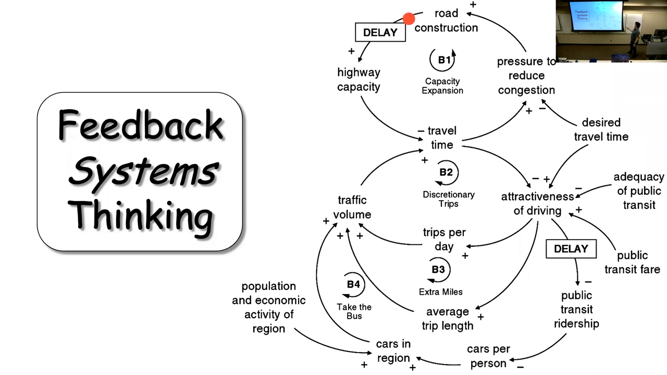So, can we change the public transit fare? Maybe that's going to help. Can we improve the adequacy of public transit, can we make buses and trains cleaner, more attractive, faster? Those are things that if we really put our investment here, then we aren't going to just keep growing roads. We might actually have a chance of alleviating the travel time without paving the planet. And that's the perspective we get by zooming out. That's this example here.